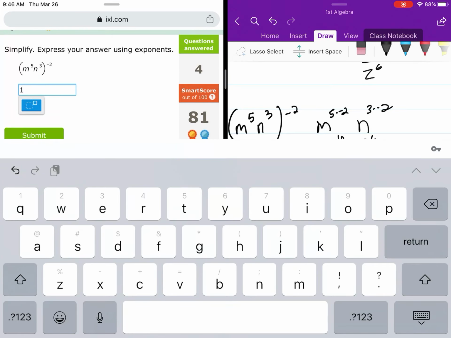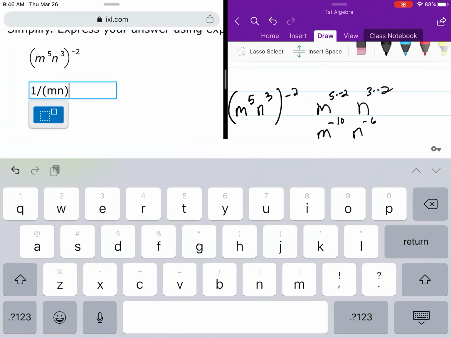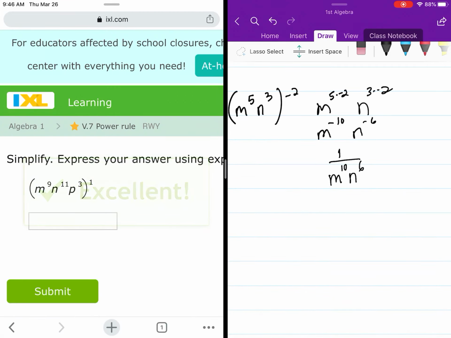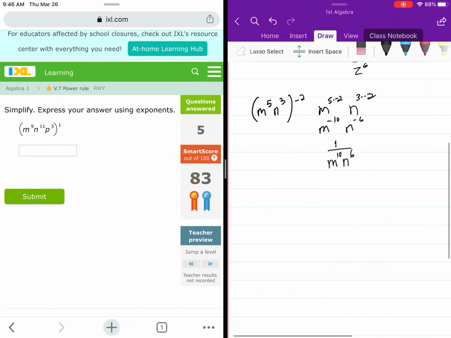Now because I don't have the fraction here on my IXL, what I'm going to do is place the entire bottom in parentheses. So M exponent 10. I'm going to have the same problem as before, so I'm going to type in the two letters first, and then I'll come back and do the exponents. So M has an exponent of 10, and N has an exponent of 6. And then same thing, if you have more than one variable, you just do it again for each letter.